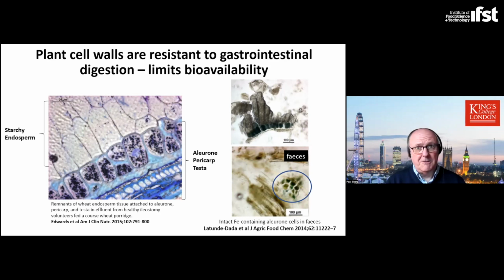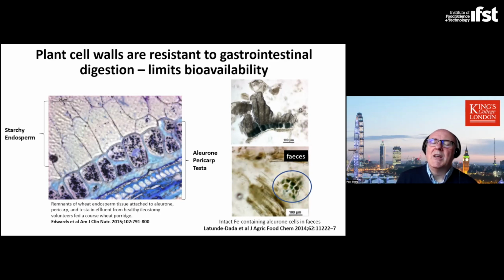So the food had passed through the small intestine, through the normal digestive part of the gut. And what you can see in this image, when they collected the effluent at the end of the small intestine, there are still very large particles of starchy endosperm, aleurone, testa, and pericarp present in that effluent. So those cell walls simply hadn't been broken down, and the nutrients that are contained within those cells would not have been released and would not be available for absorption.